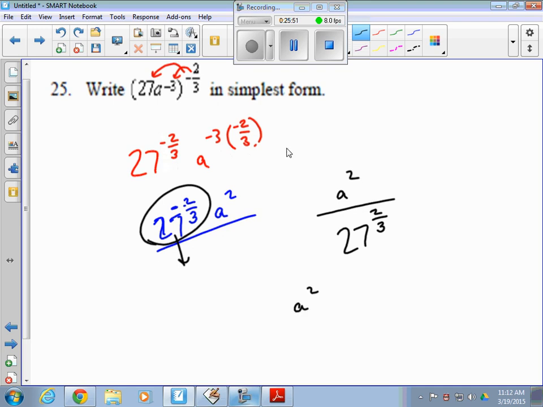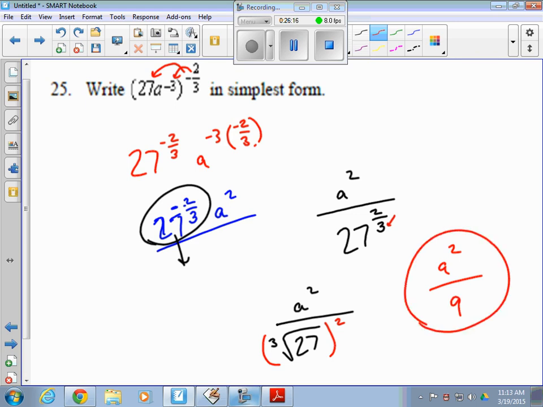A squared. 27 is going to be the cube root of 27. Remember, this is your index. The top number is what you raise it to after the fact. So a squared staying on top. The cube root of 27 we know is 3. We did it a minute ago. And 3 squared is 9. Here's your simplest form: a squared over 9.